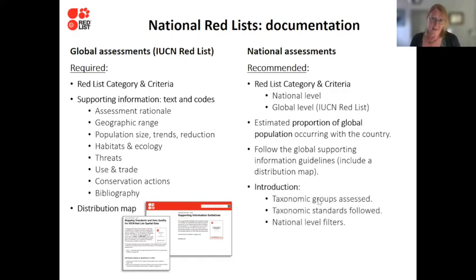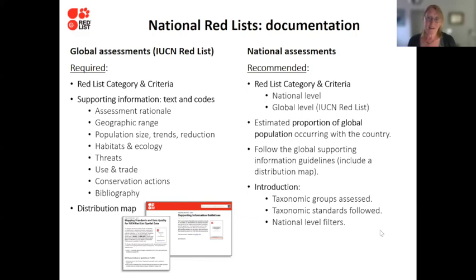In the introduction section of any national red list, we would always recommend that you have a section that discusses what taxonomic groups are being assessed for the national red list, because it's not always all species. It might be a national red list of birds or butterflies or plants or trees or a whole range of different things. So do discuss the taxonomic groups that you're assessing, the taxonomic standards you've followed, because they might differ between the national red list and the global red list, or between different national red lists. You might have the same species being referred to, but you might actually be referring to a slightly different concept. It's really important to understand that.